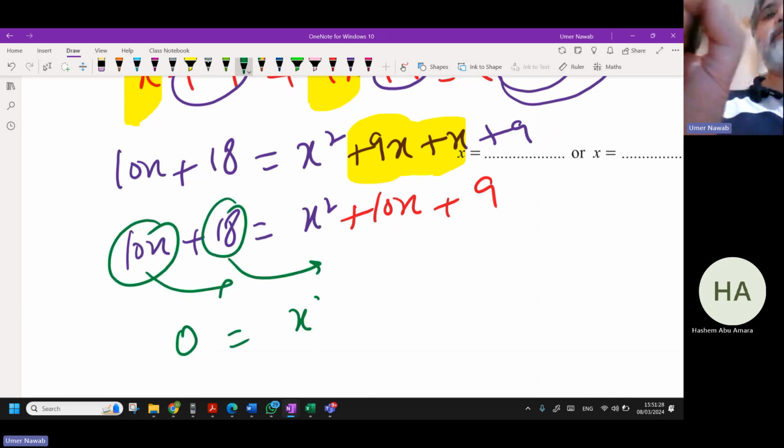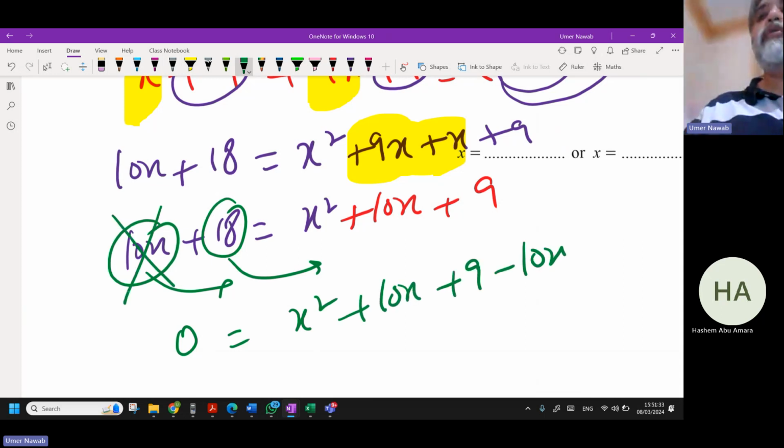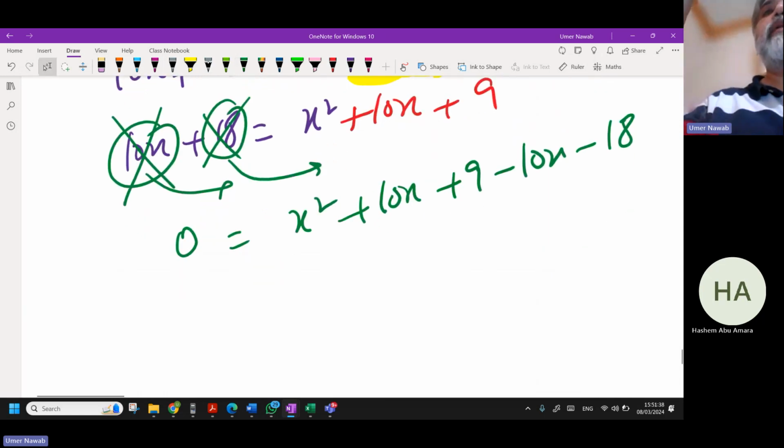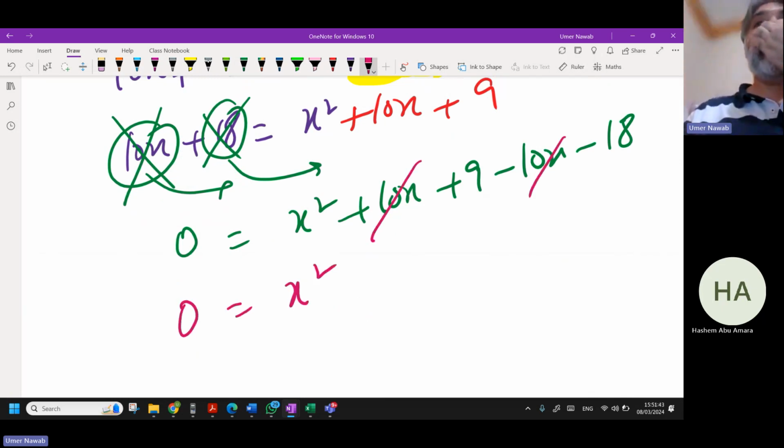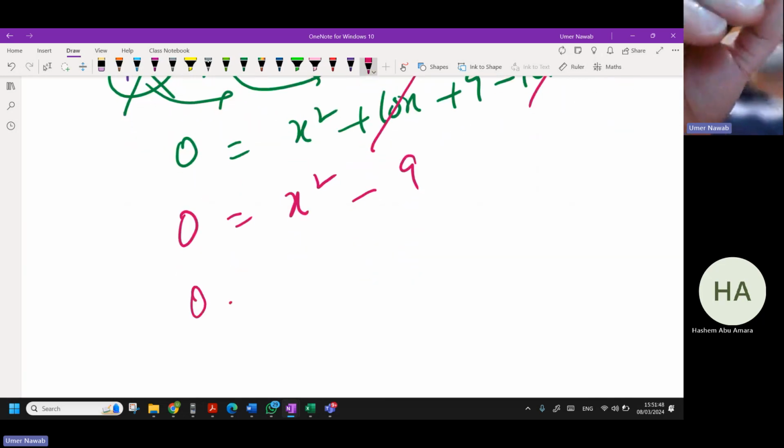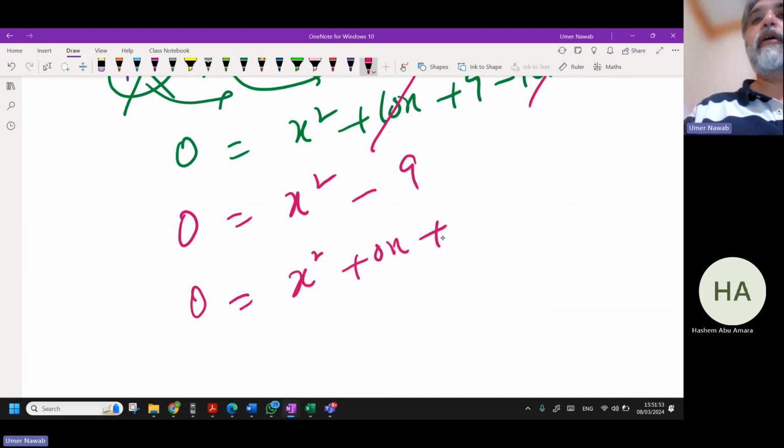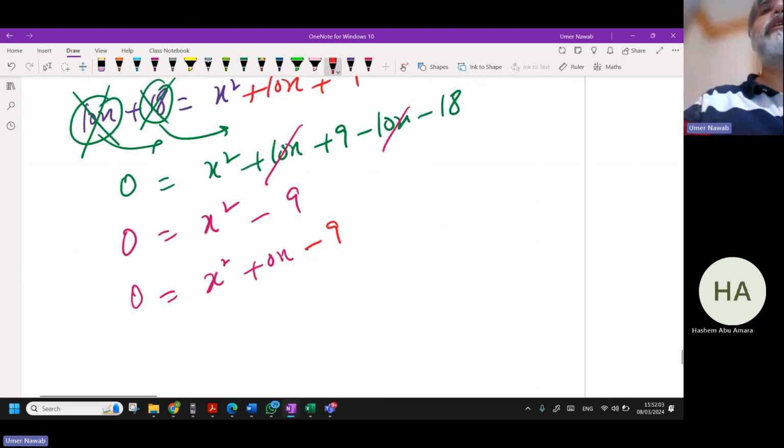Now I'm going to send the 10x and 18 to the right-hand side. So 0 is equal to x squared plus 10x plus 9 minus 10x, because plus 10x goes to the other side, becomes minus 10x, and plus 18 goes to the other side, becomes minus 18. Now what happens? 0 is equal to x squared, 10x and minus 10x will cancel, and you will be left with just minus 9. You can write it as 0 is equal to x squared plus 0x minus 9, because x is missing. I'm just doing it for those students who want to use the calculator. Otherwise, I can solve this question directly.